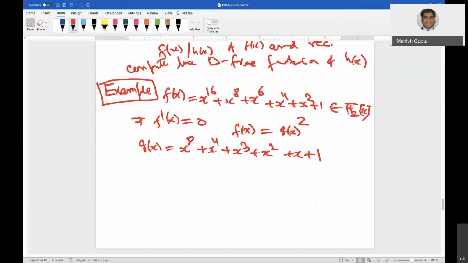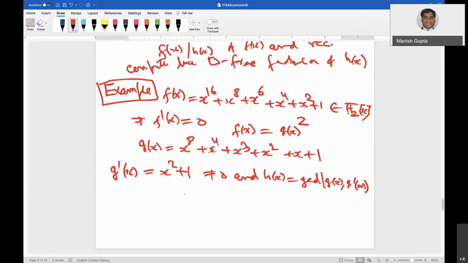Now you compute g'(x). It turns out to be x squared plus 1, which is not equal to 0. And then we compute h(x), which is GCD of g(x) and g'(x), and this turns out to be x squared plus 1. This implies that g(x) divided by h(x) is equal to x raised to 6 plus x raised to 4 plus x plus 1, which is square free.